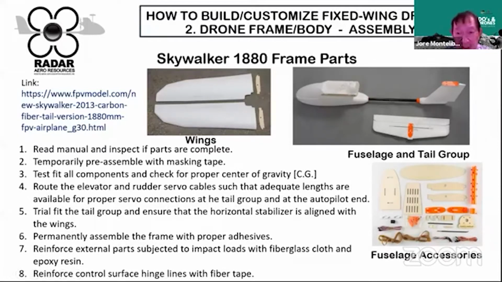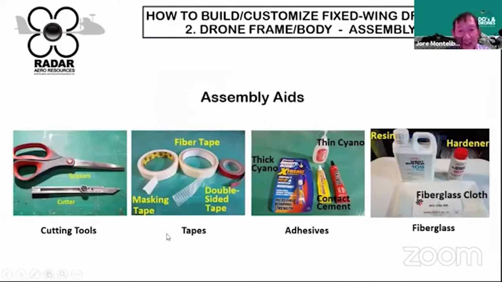So you assemble this using these assembly aids, cutting tools, tapes, adhesives, and for strengthening the bottom, which is usually subject to landing on hard or rough surfaces, we put fiberglass with epoxy resin to strengthen the bottom. The most common adhesives that are being used are the contact cement types. And we can also use here what they call the instant glue. So these are the cyanoacrylate type of adhesives.